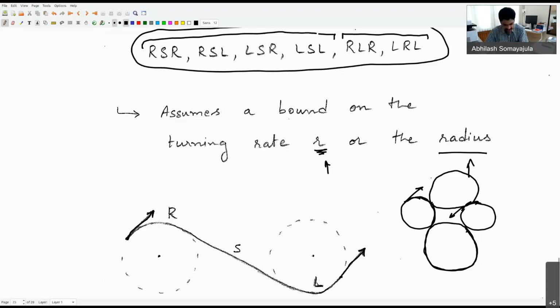Maybe not. One second, let me see where I messed up. So if I have my orientation in this manner, it is pretty clear that I'll go this way, right? I'll make a right turn first and then make a left turn, and then come back and make a right turn and I reach the orientation that I want to reach.